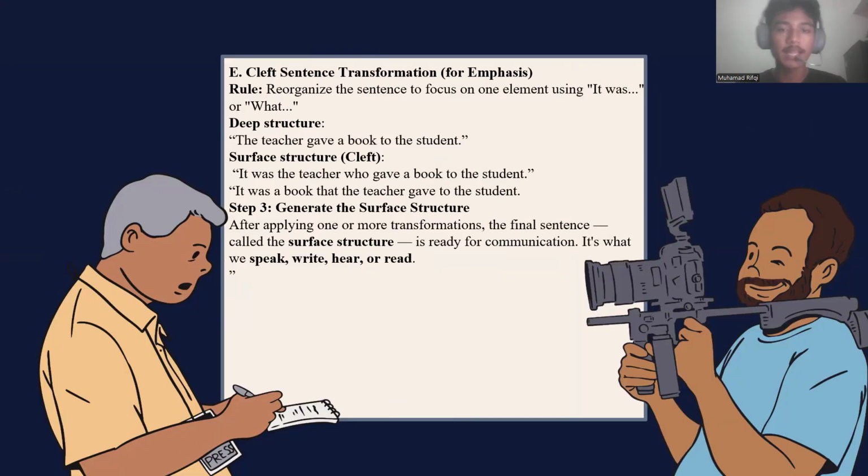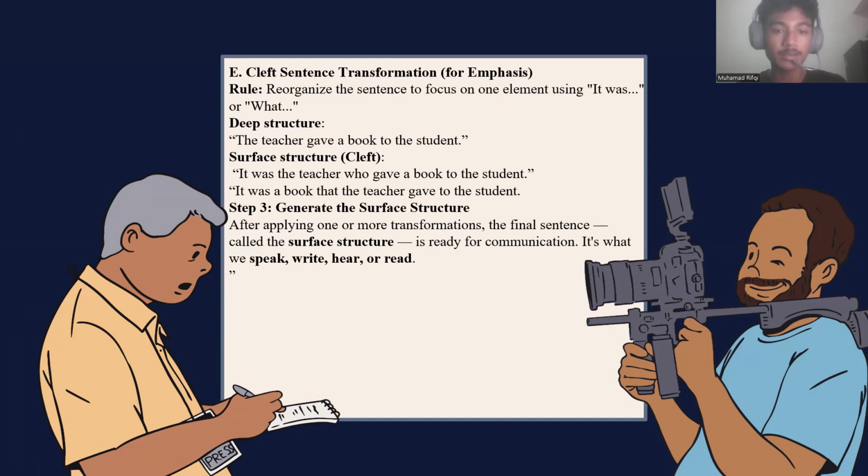The next one, the cleft sentence transformation for emphasis. It requires the sentence to focus on one element using it was or what. The deep structure, the teacher gave a book to the student, becomes, as a surface structure cleft, it was the teacher who gave a book to the student. It was a book that the teacher gave to the student.